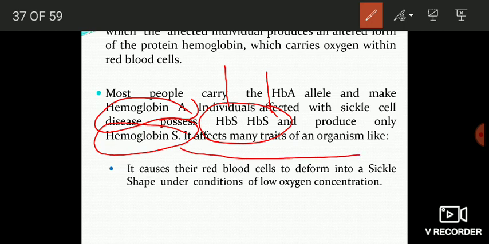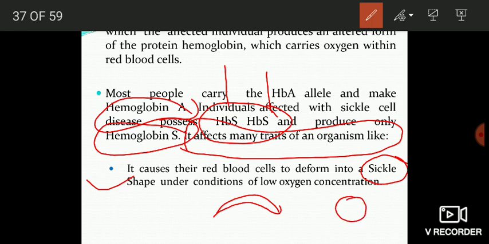Now how this mutation affects, how this gene affects the organism in multiple ways. Okay, how this gene affects the multiple traits. The first trait is the abnormal hemoglobin. It causes the red blood cells to deform into sickle shape under conditions of लो ऑक्सीजन कंसंट्रेशन. इसका मतलब ये है जो आरबीसीज होती है जो नॉर्मली स्फेरिकल होती है, they become deformed and assume the shape of a sickle. This is the first manifestation. This is the first phenotypic trait that this mutated allele controls.